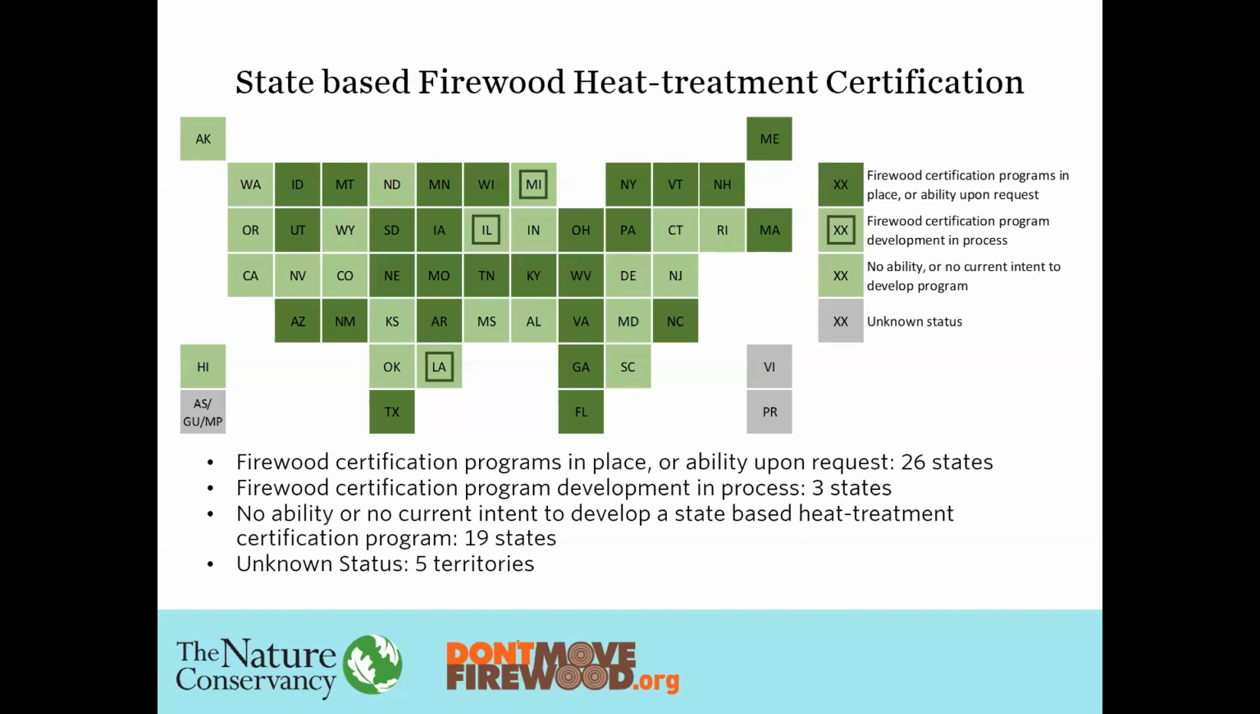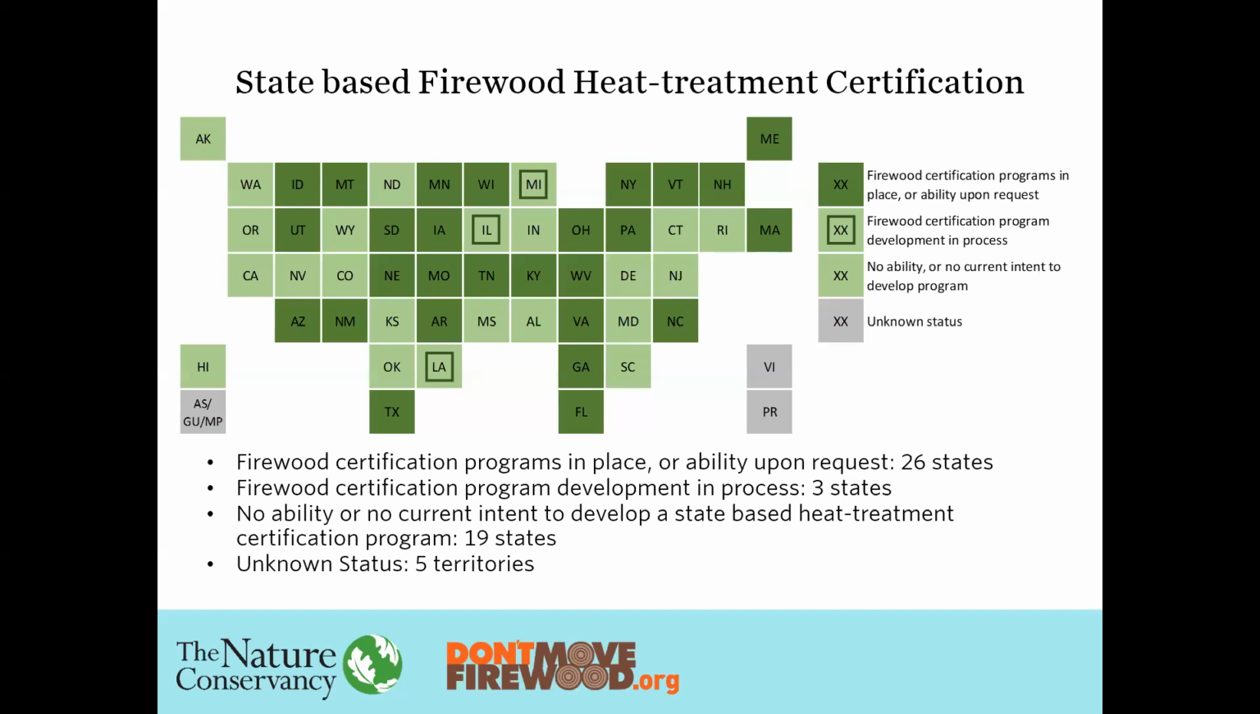So some states have made an active transition to a state-based heat treatment certification program using the legal tools available to them by their state Department of Agriculture, typically speaking. Those states joined some states that never had an emerald ash borer federal quarantine and instead have always stood up their own firewood certification program, and just went ahead and made sure they had a program to facilitate interstate movement and to support small businesses and the forestry industry.